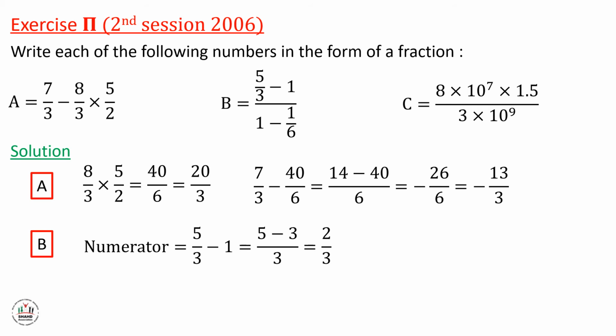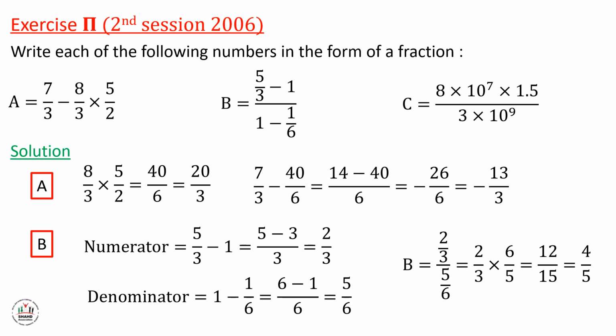B, again, we need to start with the numerator, which is equal to 5 over 3 minus 1. We take 3 as a common denominator. 3 divided by 3 is equal to 1 times 5 is equal to 5 minus 3, which is equal to 2 over 3. And the denominator is equal to 1 minus 1 over 6. We can take 6 as a common denominator. 6 divided by 1 times 1 is equal to 6. 6 divided by 6 times 1 is equal to 1. So 6 minus 1 over 6 is equal to 5 over 6.